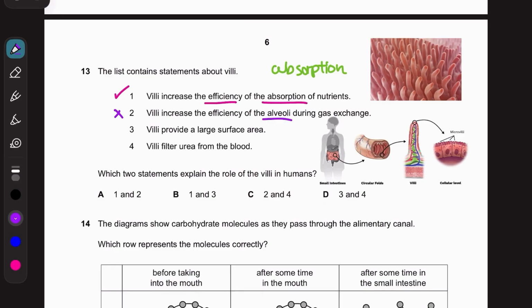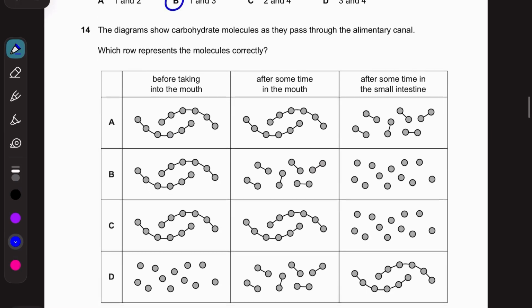Number 3, it says villi provide a large surface area. Absolutely, that's why they look like that. And then finally, villi filter urea from the blood. It's completely wrong, because it's got nothing to do with urea. Urea filtering does not take place in the small intestines, okay? Urea is a waste product, so that's an entirely different organ system. And therefore, we'll be going for 1 and 3, which is B. Okay, question 14.